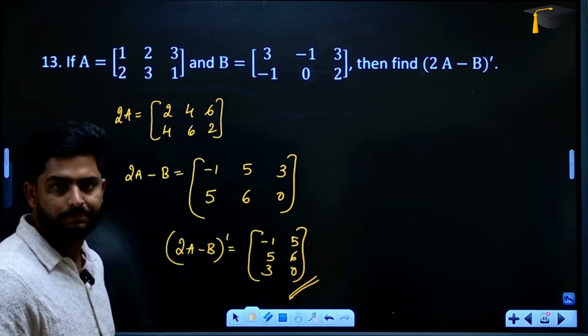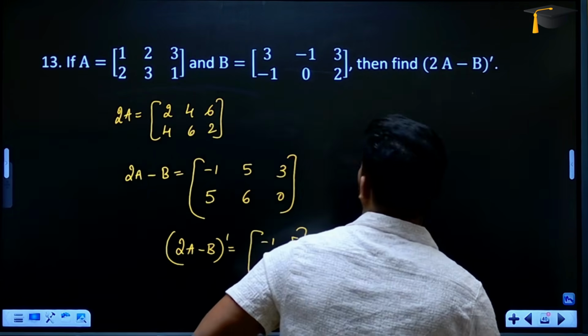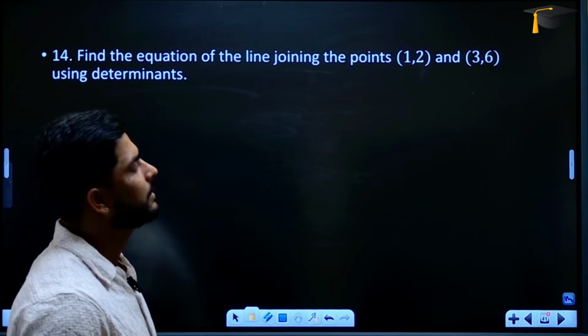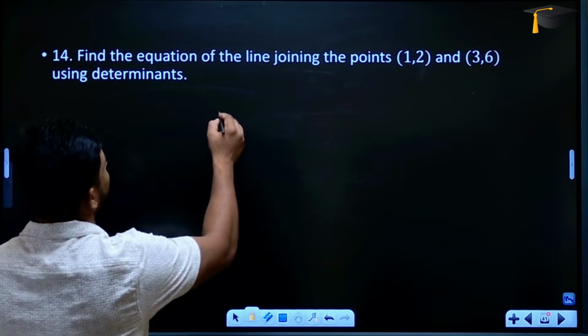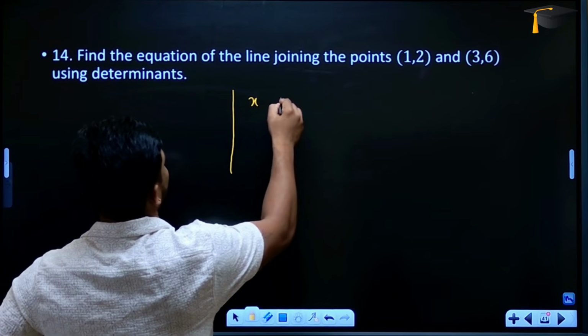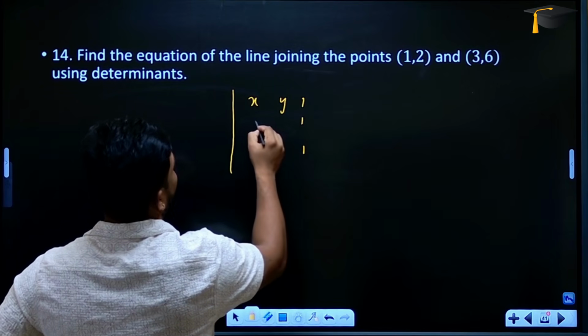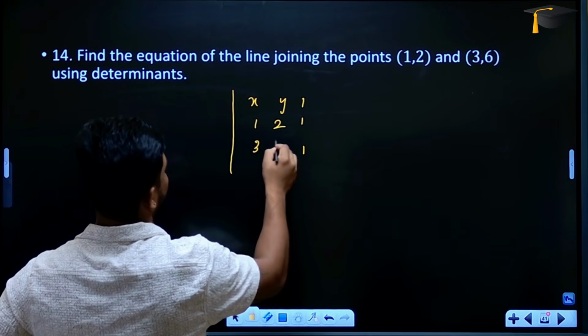So this becomes minus 1, 5, 3 and 5, 6, 0 is 10. Okay, 2 marks. Next. Okay, so find the equation of the line joining the points. So simple. So determinant x, y, 1, 1, 1, 1, 2, 3, 6.